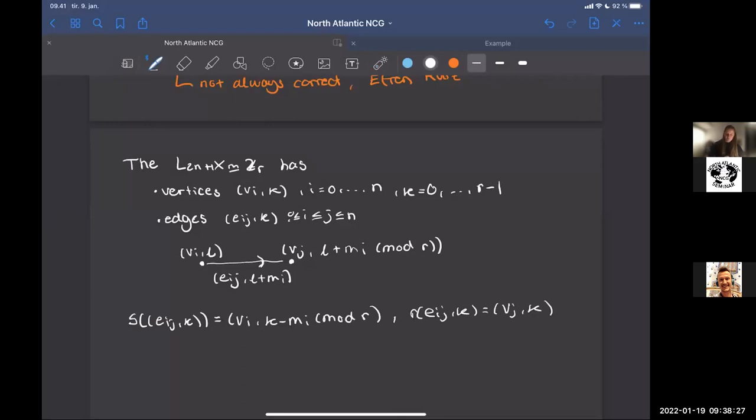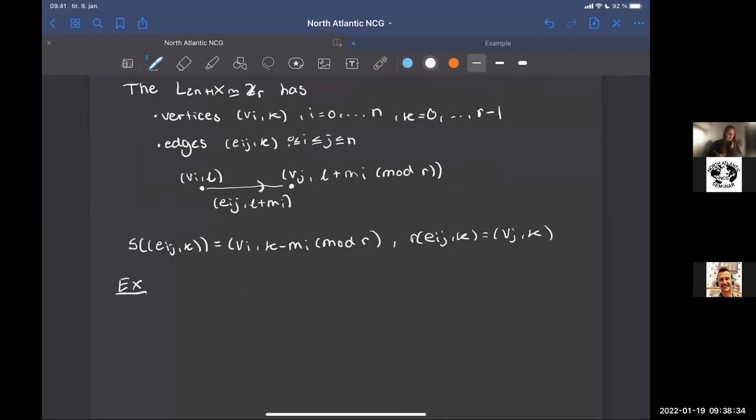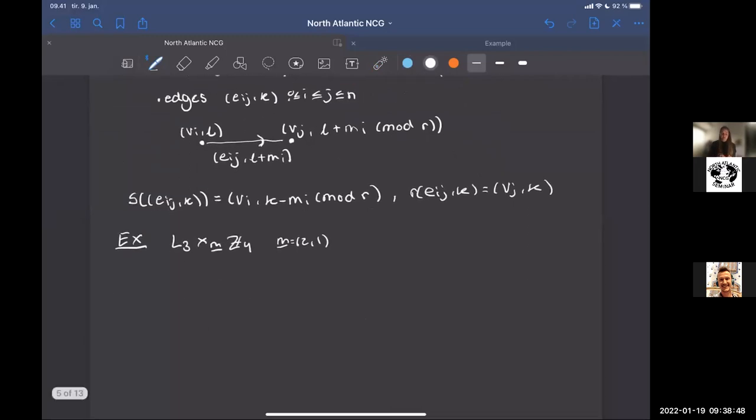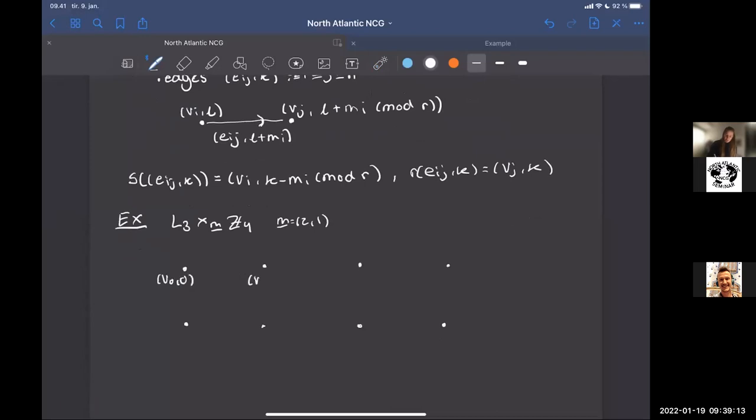Okay, so let me give you an example. If we take this group product graph for L3, set mod 4, and we take the set of weights to be 2 and 1. Then since we look at L3, it has two vertices, V0 and V1, so we will have two levels in this graph. And since R equals 4, we have four vertices in each level. So these are denoted by V00, V10, and so on.